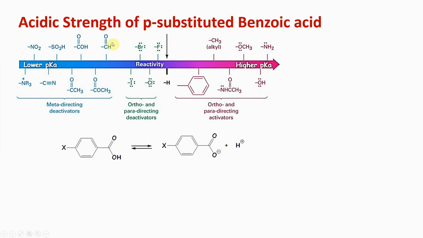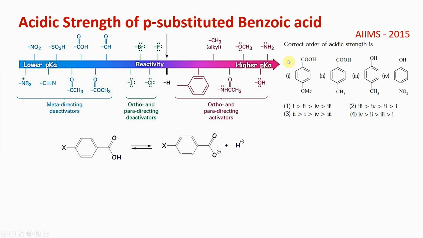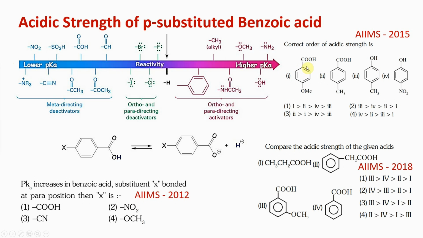Now look at it for a para substituted benzoic acid. Higher pKa lower acidity, lower pKa higher acidity. Very simple. இது எல்லாமே வந்து minus I effect தானே, இதெல்லாம் minus I, weak minus I, strong plus I. Okay, you can do it. Now let's do a couple of examples based on this. I'll get all the examples.